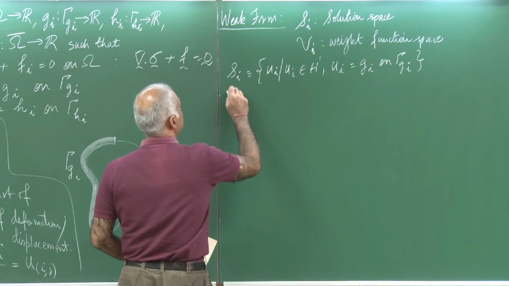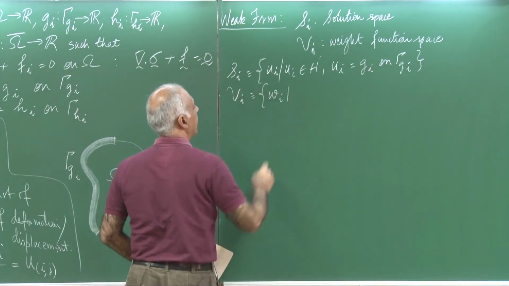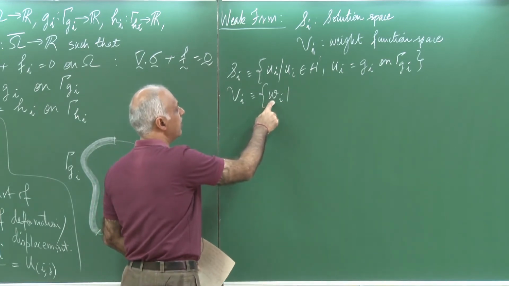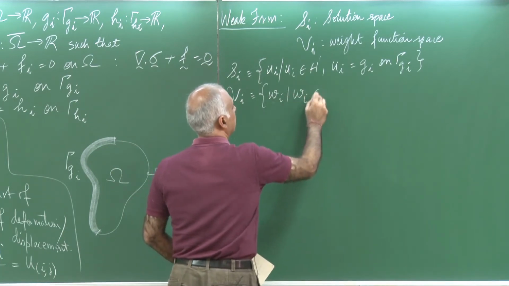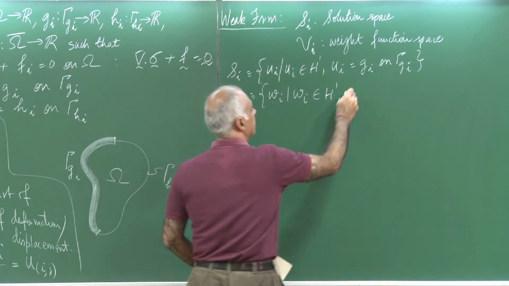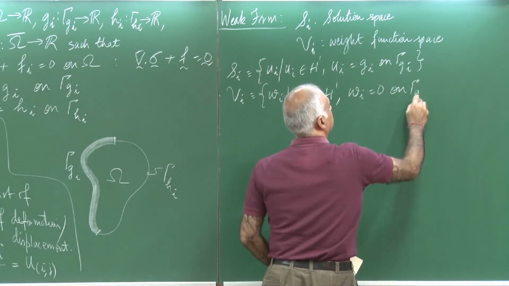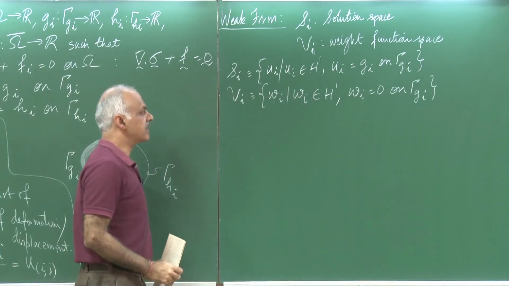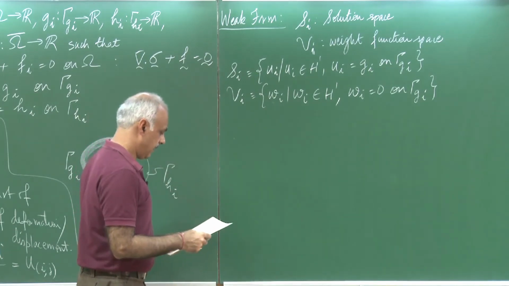Similarly, the weight function space consists of these w_i's. Now, the weight functions are also vector quantities. So, this is one component of the vector weight function such that each component is H1 and w_i is 0 on gamma g_i. So, it satisfies the homogeneous essential boundary condition. Those are your function spaces.